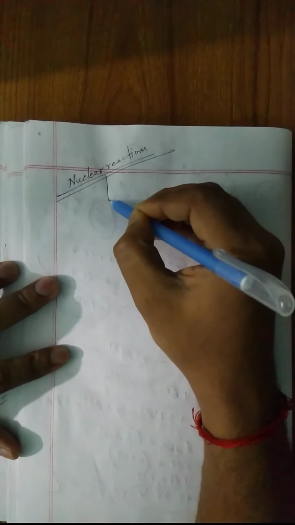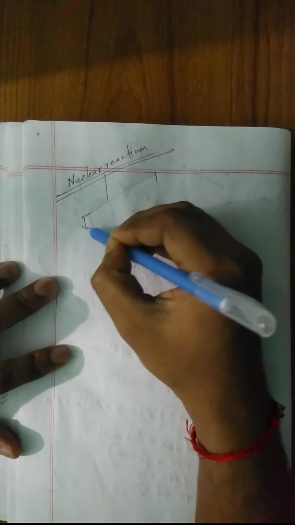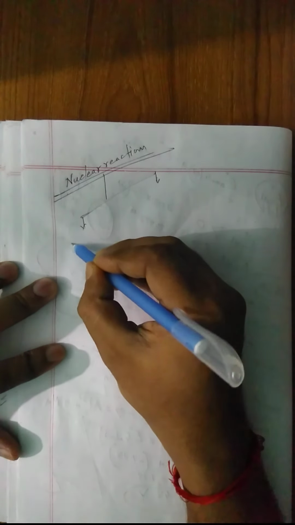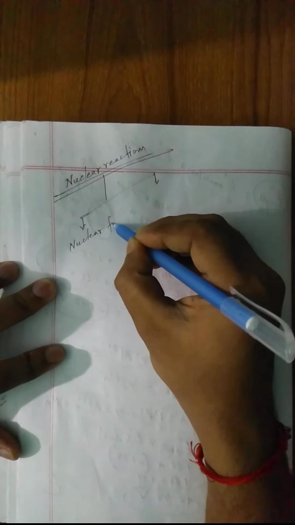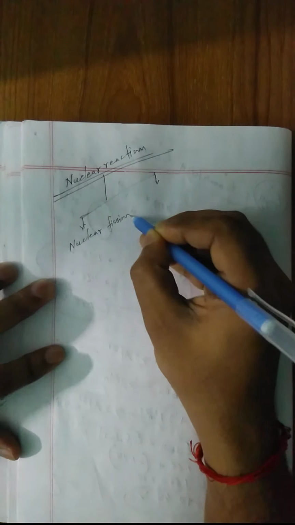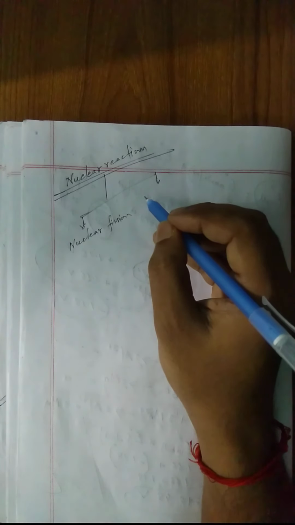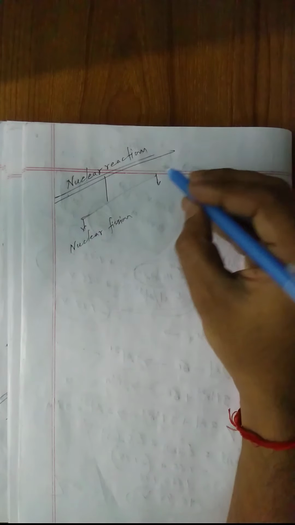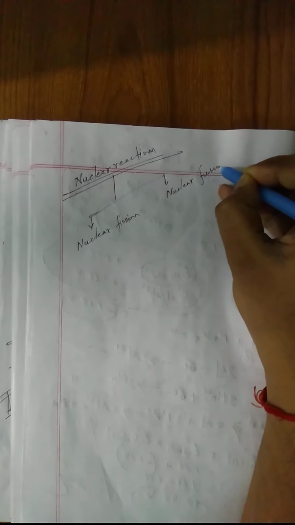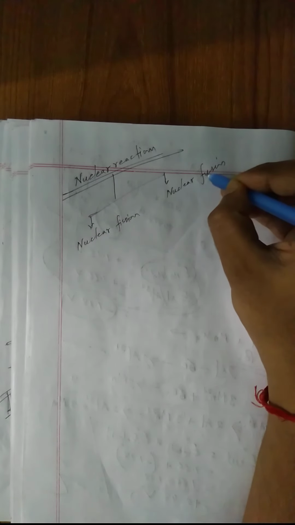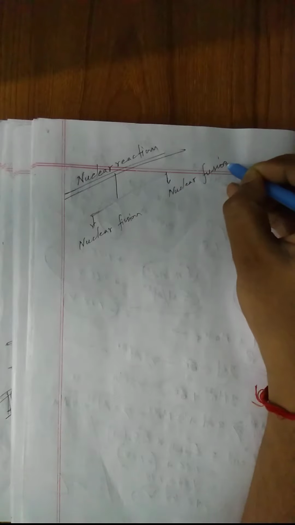So nuclear reaction is divided into two types. One is nuclear fission and another one is nuclear fusion. Fusion, F-U-S-I-O-N, fusion. Nuclear fission and nuclear fusion.